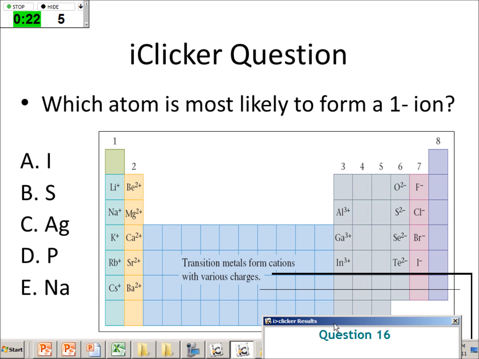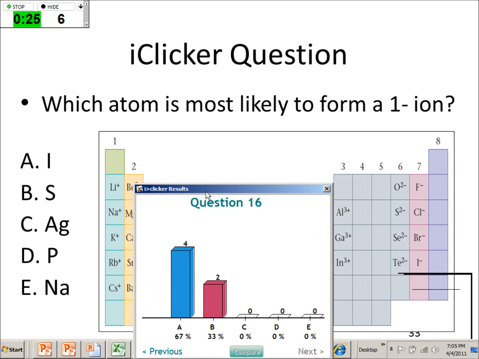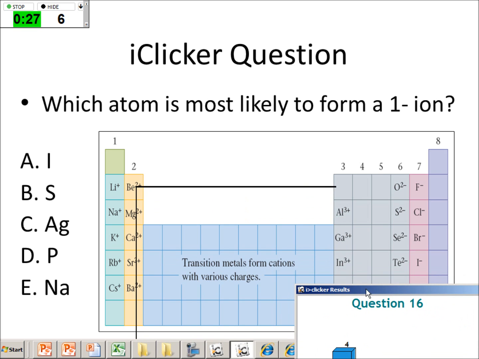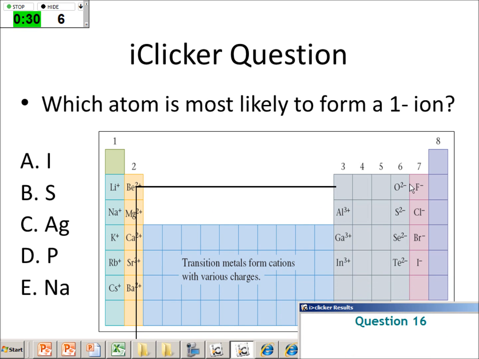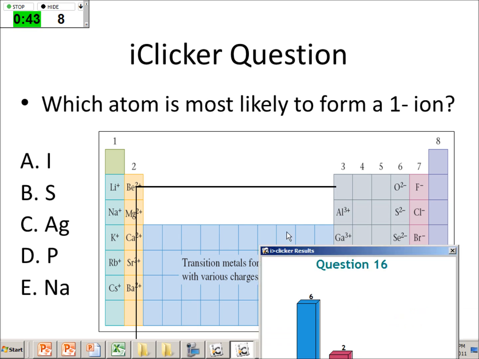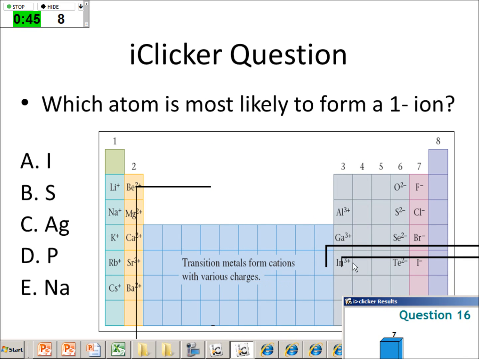Okay, so which of these is most likely to form a -1 ion? We have 3 for A and 3 for B. -1 means it's going to be 1 away from a noble gas on the far right. So it's going to be in the 7 column. It's going to be like fluorine, chlorine, bromine, or iodide. A is a good answer. We have some stragglers with B. B would form a negatively charged ion, but it would be a -2 ion. The sulfide ion is going to try to pick up 2 electrons to gain the noble gas configuration that's closest to it.